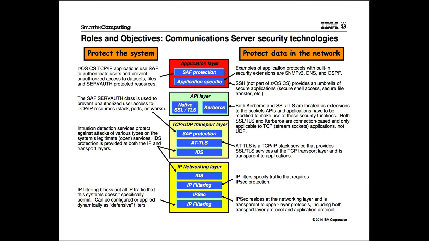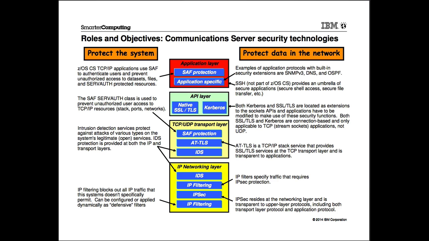Then at the API layer, we have Kerberos and Secure Sockets Layer/TLS that work as extensions of the Sockets API to provide encryption and data protection of data moving in the network. Then at the TCP layer, we have SAF classes to prevent unauthorized access to TCP/IP resources. In other words, you can use RACF to prevent users from accessing certain IP addresses, accessing certain ports, things like that. We also provide intrusion detection services for the system that protect from attacks on the system.